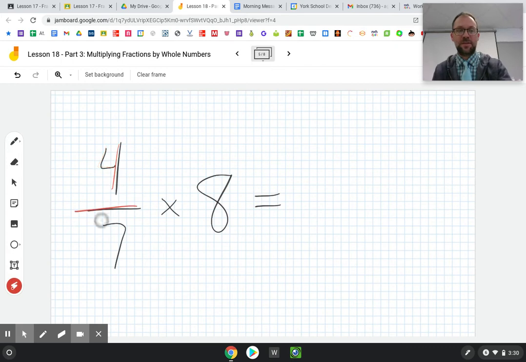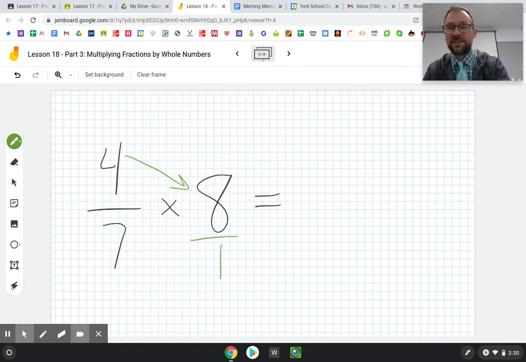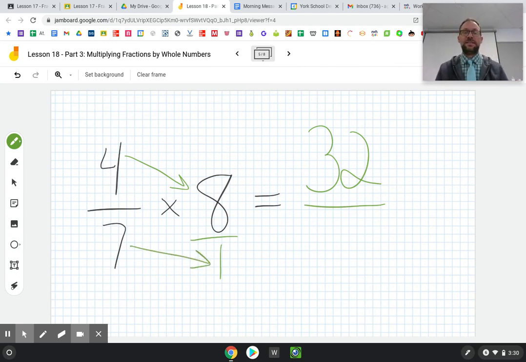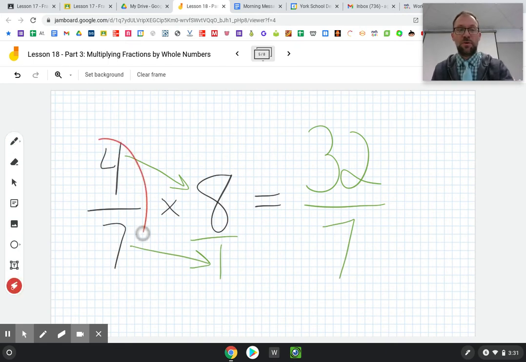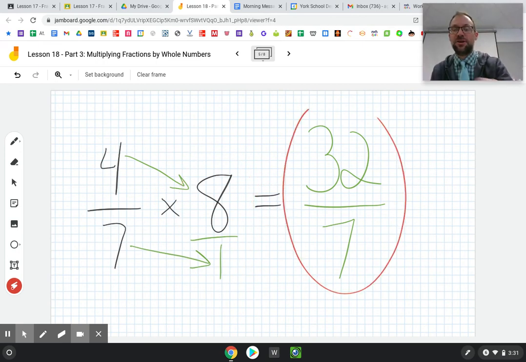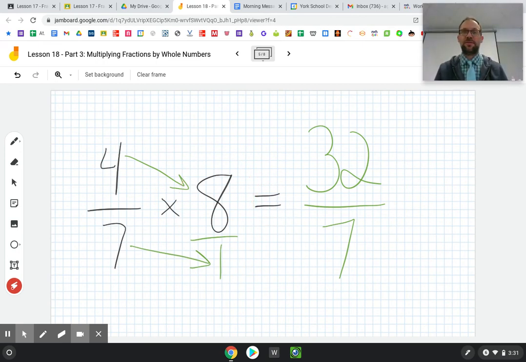4/7 times 8. Well, it's as simple as writing 8 as a fraction by putting a 1 underneath it. So now we have 4/7 times 8 ones. We can multiply our 2 numerators together. 4 times 8 is 32. And multiply our 2 denominators together. 7 times 1 is 7. So 4/7 times 8 ones equals 32/7.